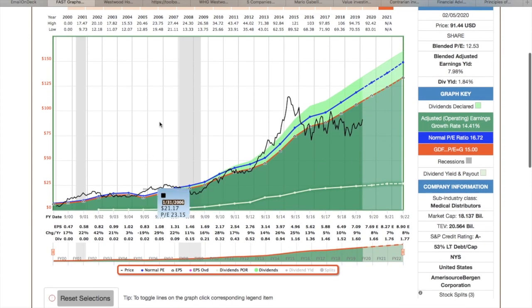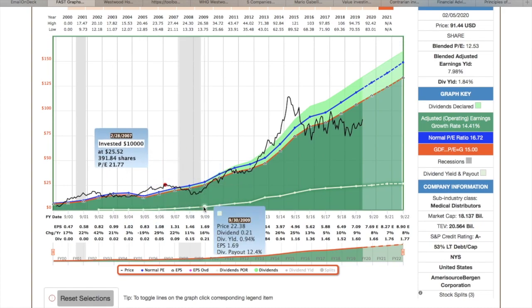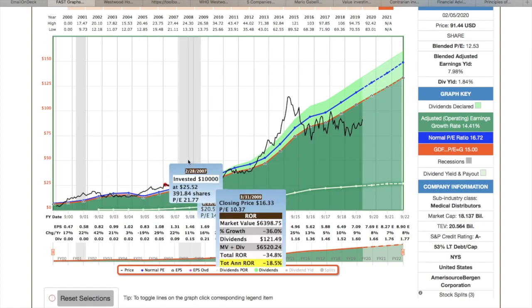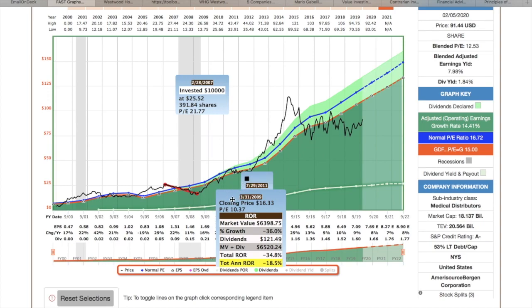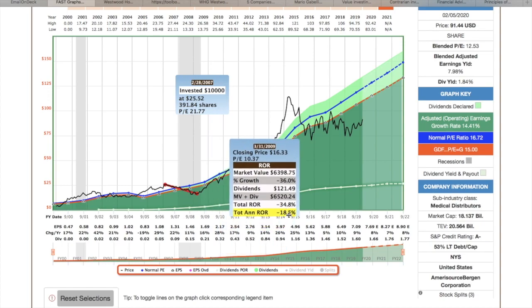So we'll go back in history here. There's clear periods where the stock, like right here, the stock price is over what the earnings are, and that is a clear overvaluation. So let's say you invest right here in 2007, and we see all the way here in 2009, you are down 18.5% in 2 years. And this is a clear consequence of buying the stock while it's overvalued.